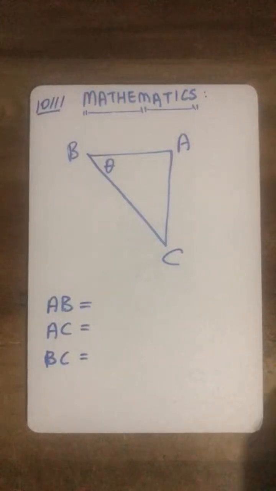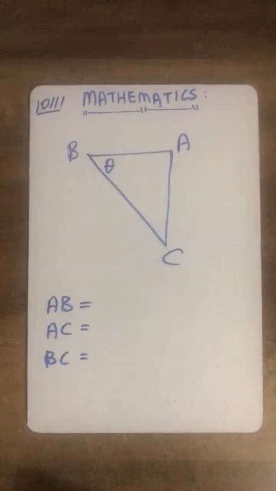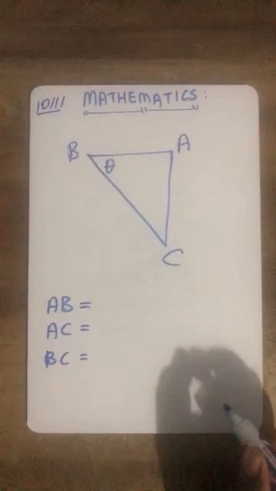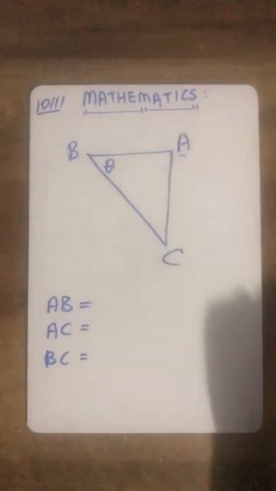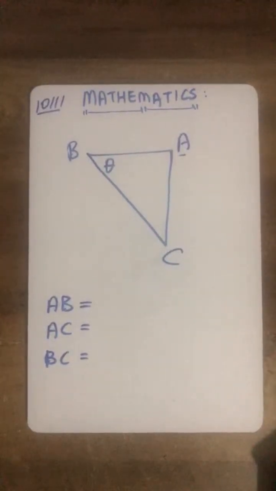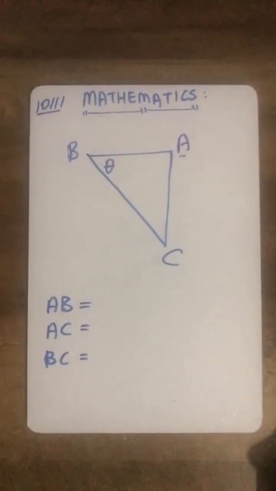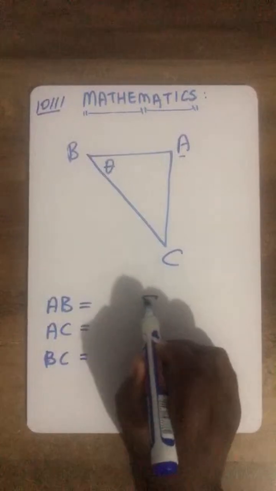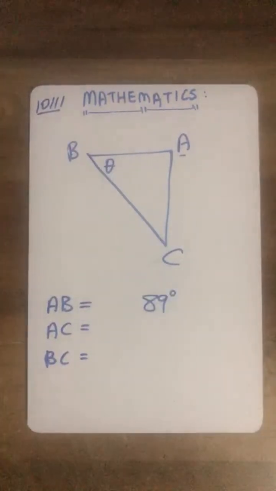Honorable members, you guys are commenting on an assumption that it is 90 degrees. No, it's not 90 degrees. I never said angle A is 90 degrees. Okay, what if it's 89 degrees? Does that mean it's 90 degrees? No, it's not.